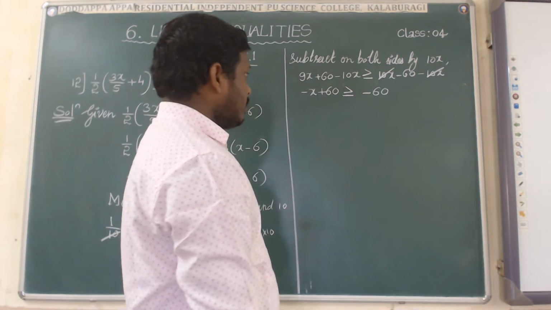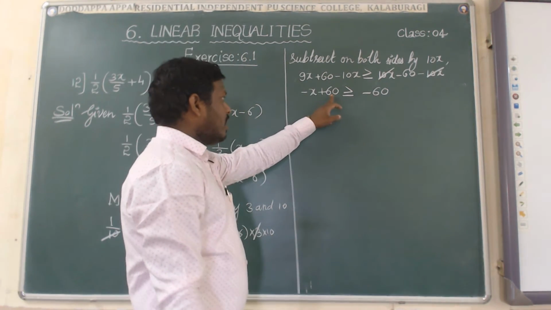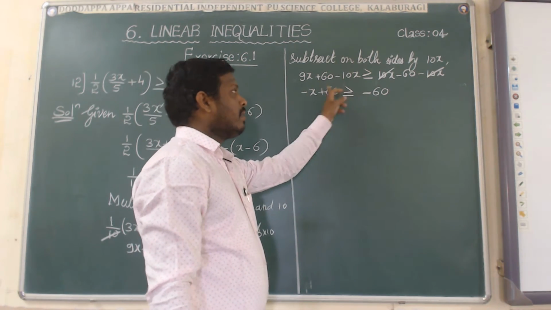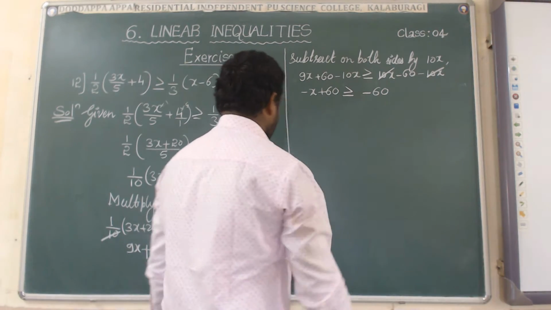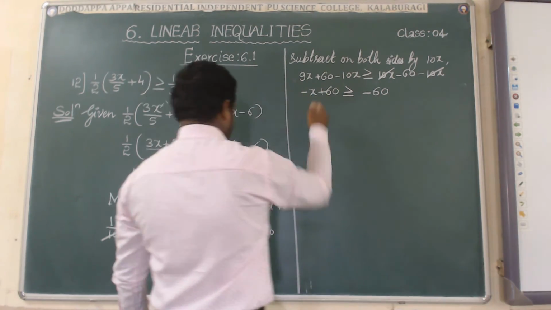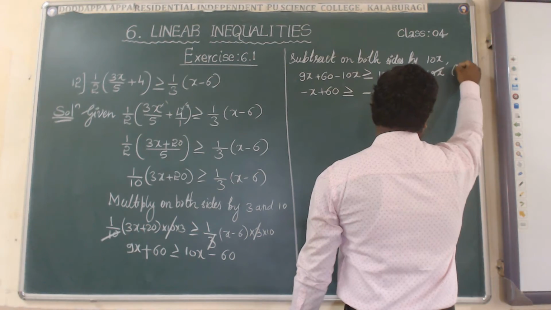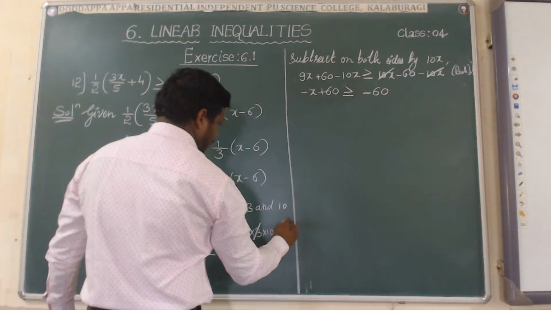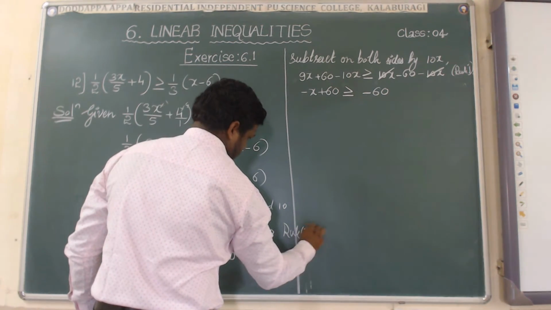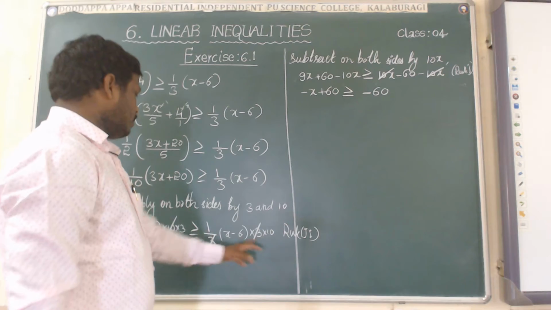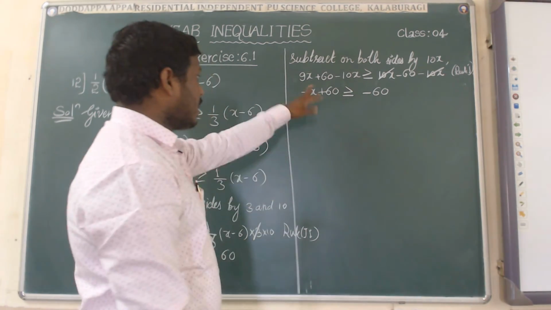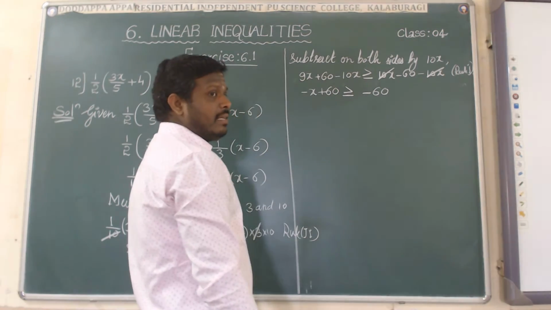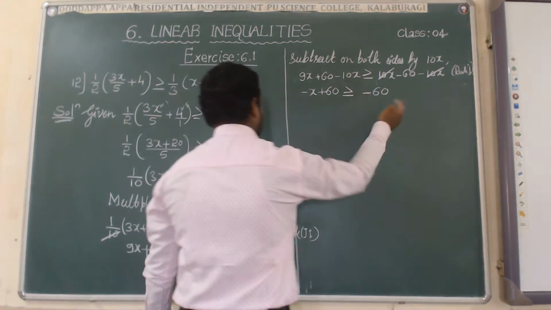Getting my point? Okay. Next, I want to remove this plus 60 from the LHS side. So I am going to subtract plus 60 on both sides, applying rule 1 again. That is, I am subtracting both sides by 60.